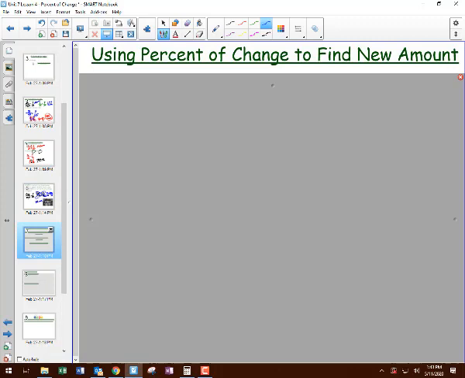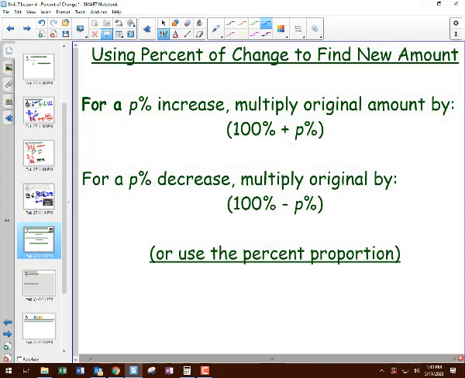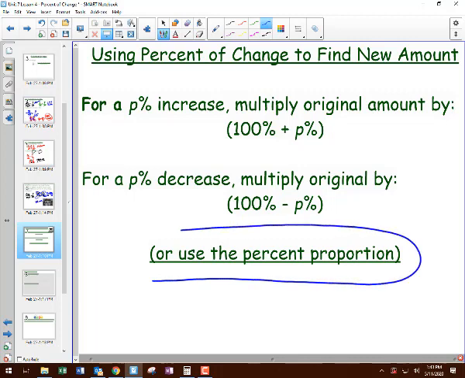Alright, we're going to switch gears just a little bit, still doing the same thing, except now we're using percent of change to find a new amount. They're going to give you the percent of change. Okay? Now when we get to this point, our options increase. We have several different ways to solve these, and the more you do them, the more it'll become pretty clear what we're doing. Bottom line here, we can always use the percent proportion method, the method we just used. Okay? But let's explore a couple different other ways.